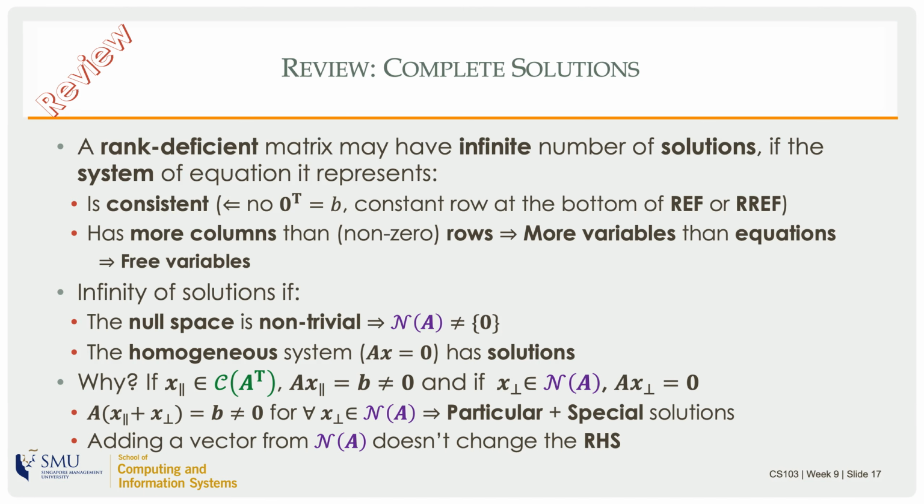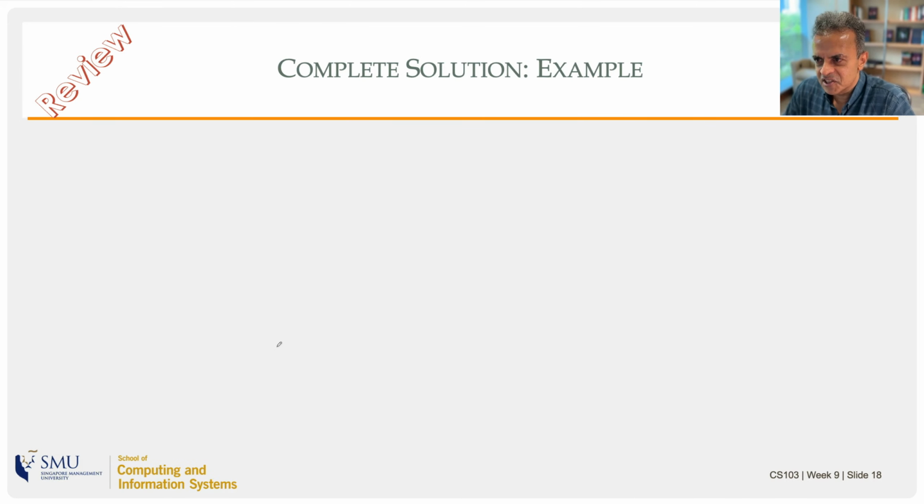Why is that you have infinity of solutions? Let me illustrate that this way. Well, it turns out that I cannot tell you now because we use the green row space, which we haven't defined yet. We will circle back to this once we have done enough work in terms of row space. But let's take an example to look at the complete solution as a review.